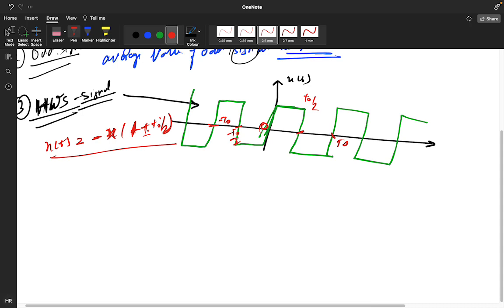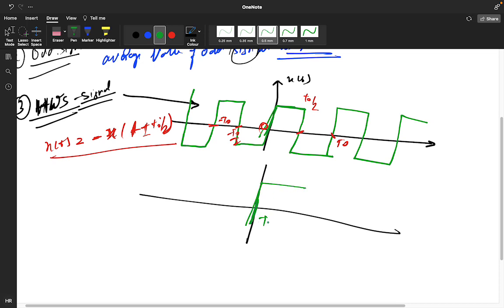Either you are doing plus or minus, it's up to you. So if I am doing plus t naught by 2, what will I get? This 0 will become minus t naught by 2. We need to subtract, and t naught by 2 will become 0, and this t naught will become plus t naught by 2, and minus t naught by 2 will become how much? It will become minus t naught.